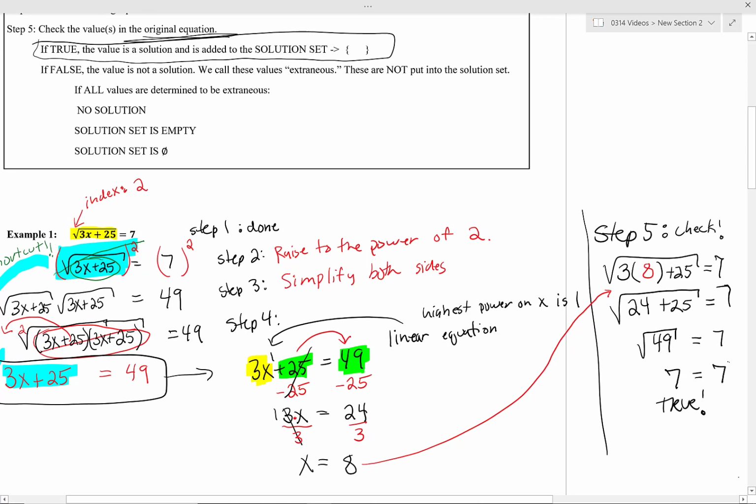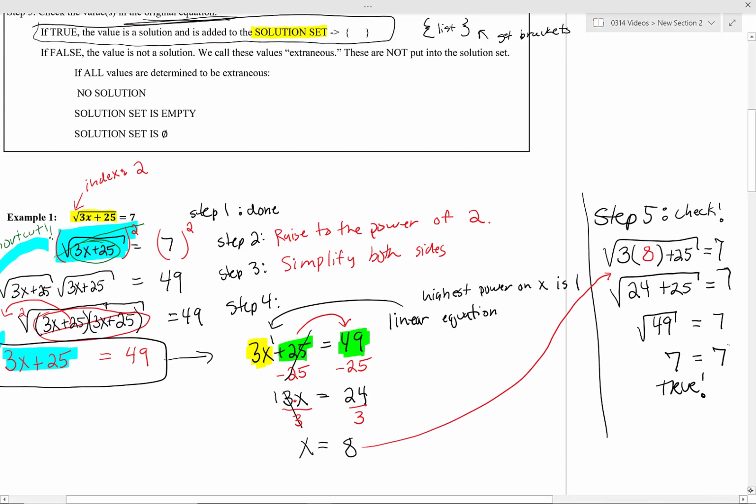Now, a solution set is basically the list of all solutions that made the original equation true when we replace that number in place of x in the original equation. It's frequently a list of solutions within what we call set brackets. So all of the answers that go within those set brackets we call the solution set. Those are all the numbers that came back true when we checked our answer.